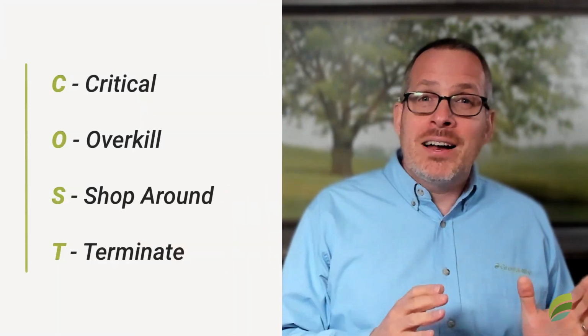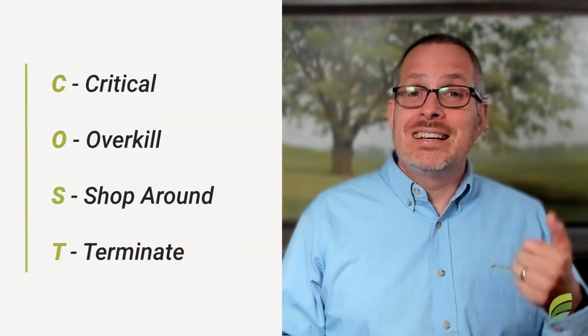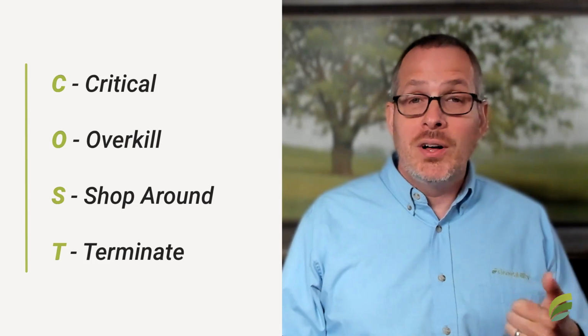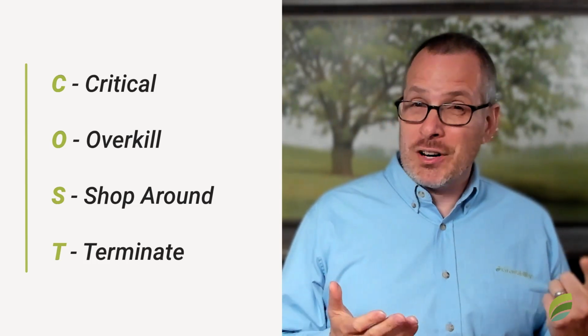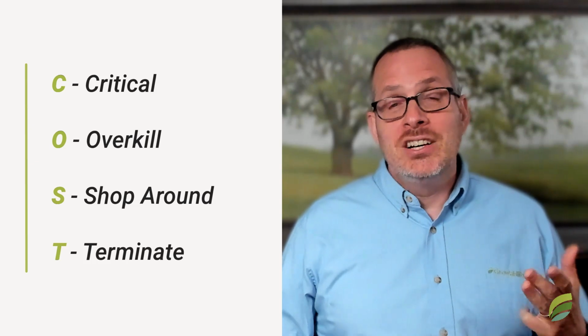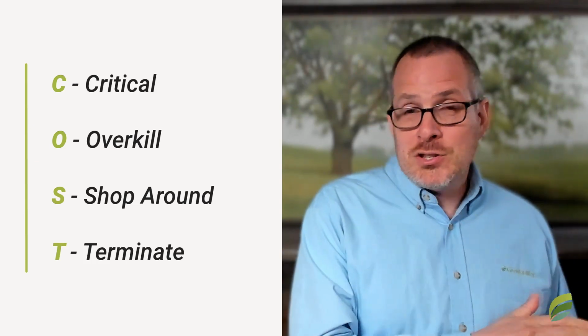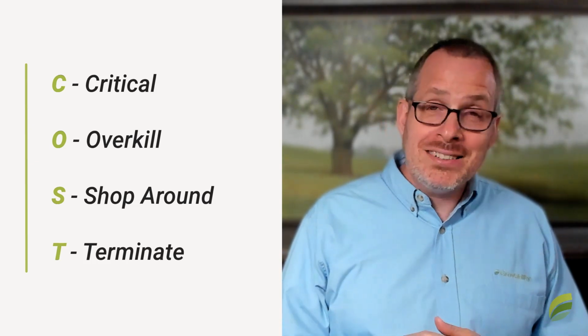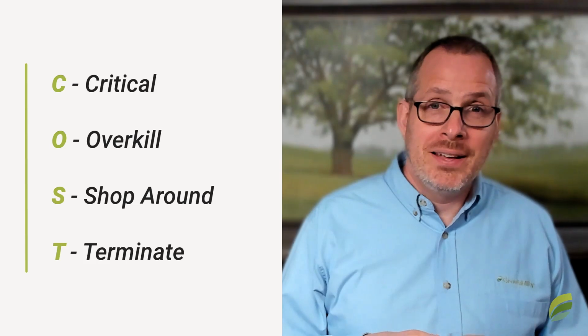For every line item on your budget or chart of accounts, C, is this critical? O, is this overkill? S, should we shop around? And T, should we terminate? So C is critical, O is overkill, S is shop around, and T is terminate.